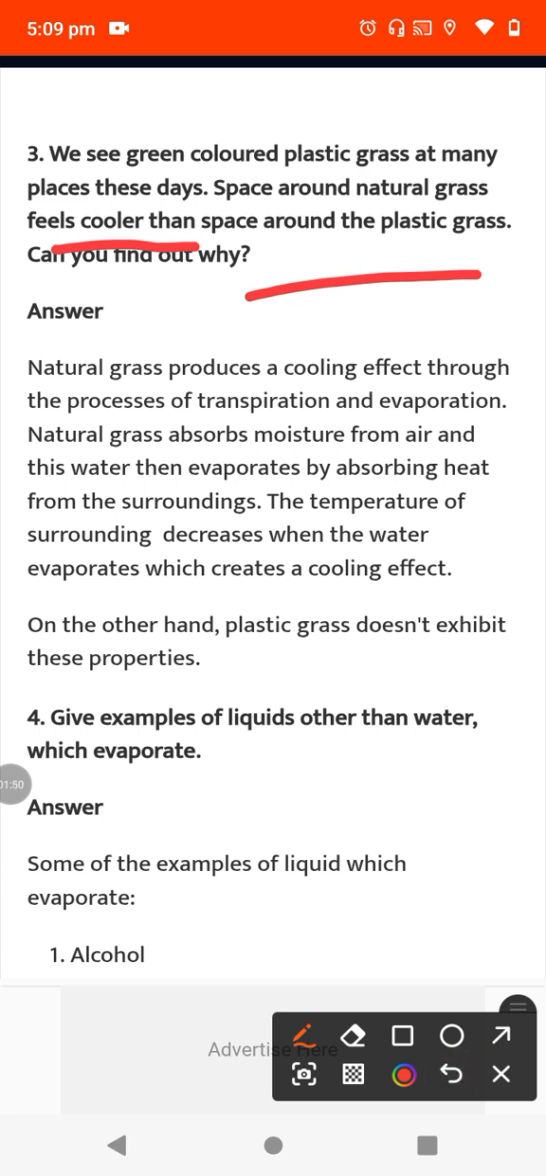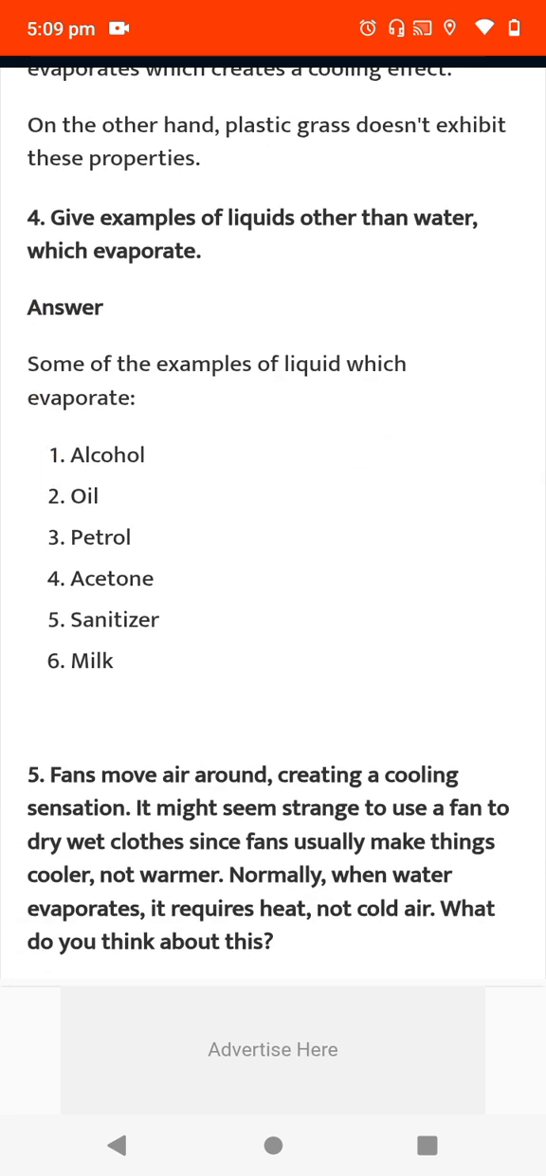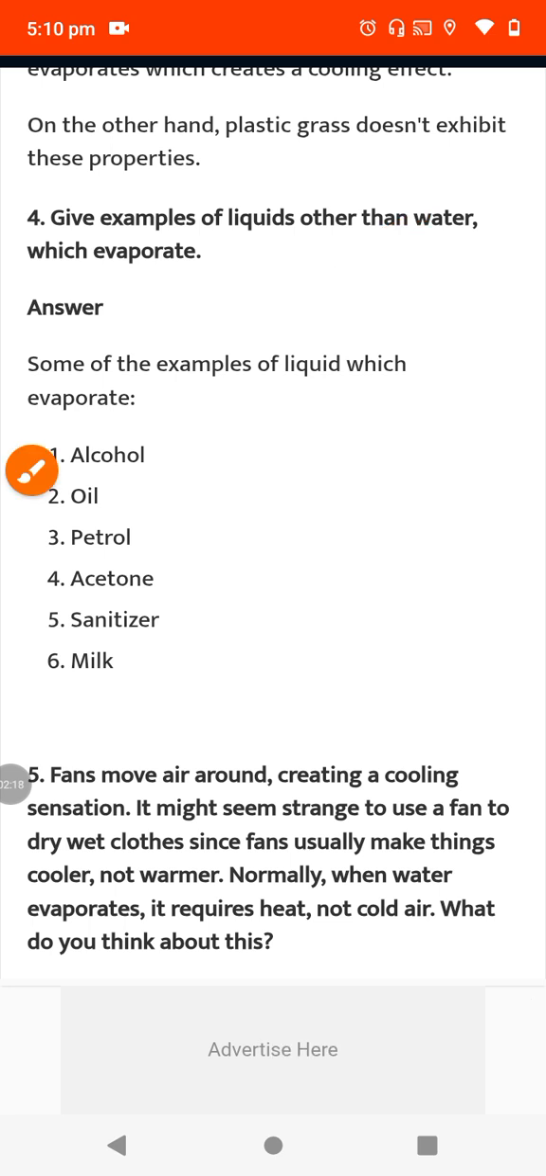So the next question after this, dear parents, is for you and the students. It says, give examples of liquids other than water which evaporate. So the correct answer is, some examples are alcohol, oil, petrol, acetone, sanitizer, and milk. After this one, we have the next one.